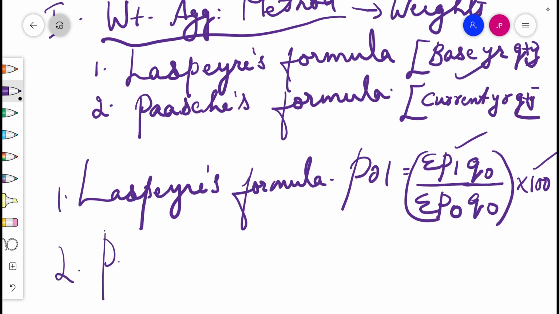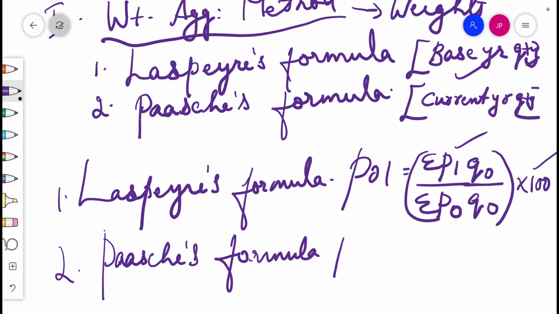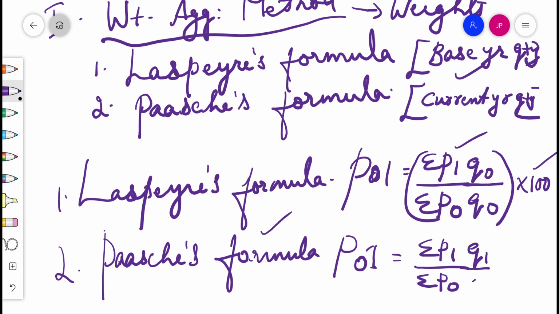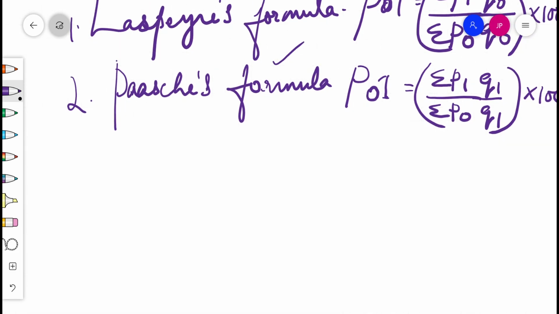In the case of the second formula, the Paasche formula, the index number is represented by P01, base year and current year, equal to sigma P1 by sigma P0, same as I learned before. Both sides are the same. Here in the Paasche formula, Q1, the current year quantities, are considered, in both numerator and denominator, into 100 outside. So what are the steps involved? First calculate the price of the current year into quantities of the current year, add it up. Second, the price of the base year into current year quantities, add it up. Do the division, then into 100.